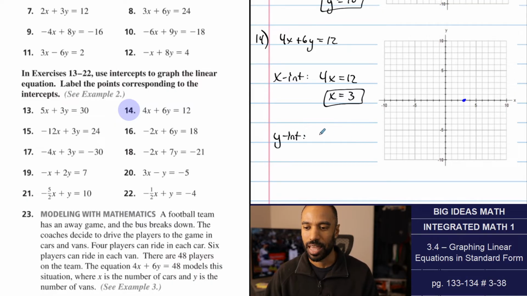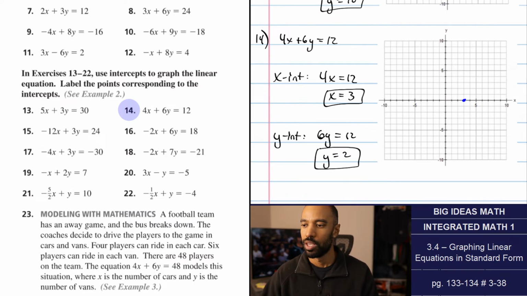The y-intercept. That's 6y equals 12 when x is 0. Divide by 6. 12 divided by 6 is 2. y equals 2. So it's right here. Now I can know more. The line's going to go this way. So my labeling, I'll probably do like this, 3, 0. I think they asked us to label.